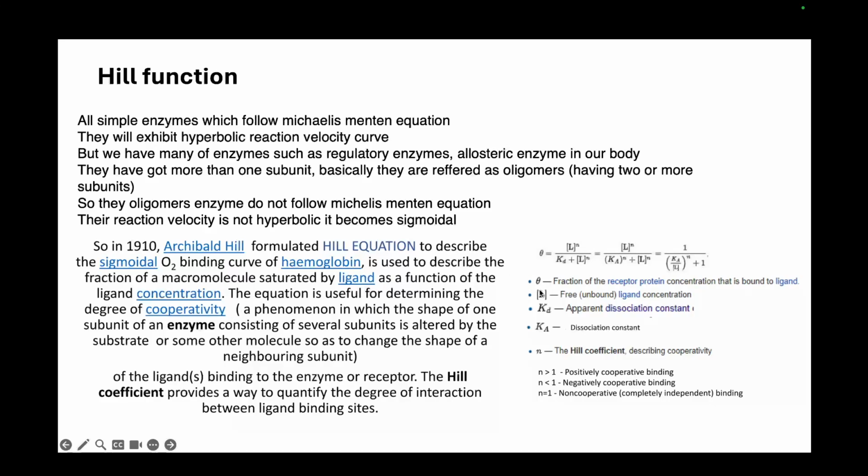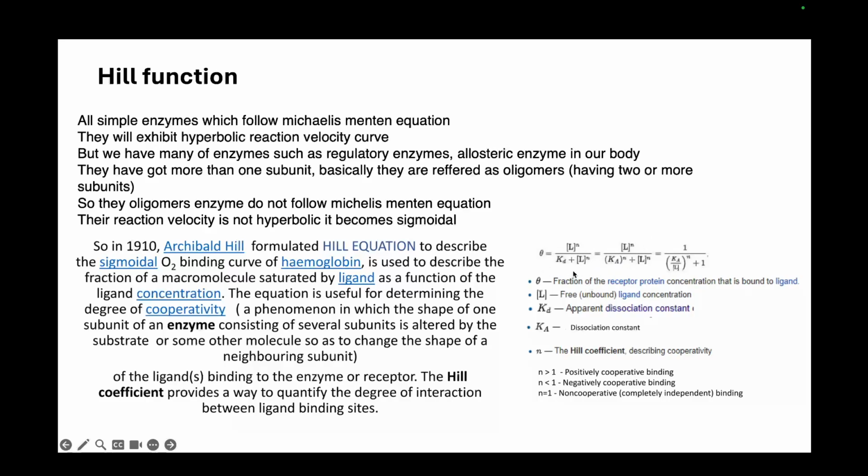So this is given as the Hill equation, where theta, on the left hand side, is the fraction of the receptor protein concentration that is bound to the ligand. L is the free or unbound ligand concentration. Kd is the dissociation constant, in which the ligand and the receptor dissociate from each other, and Kd is the apparent dissociation constant, and Ka is the whole dissociation constant.